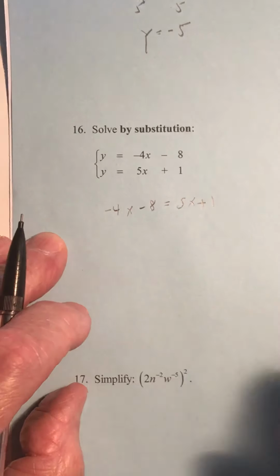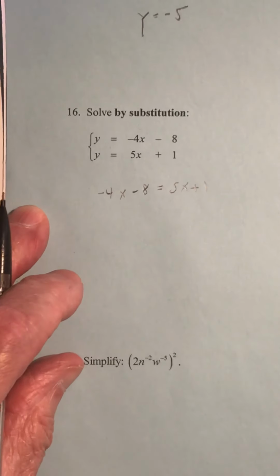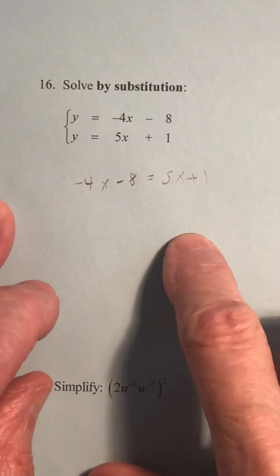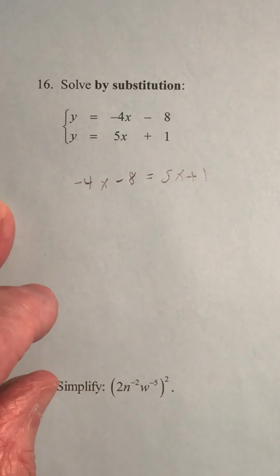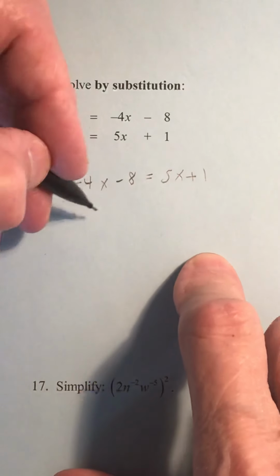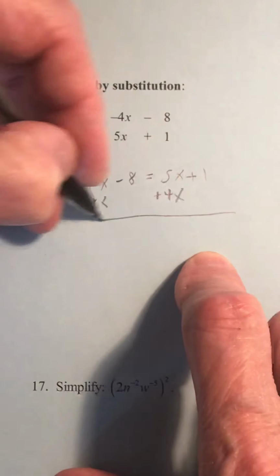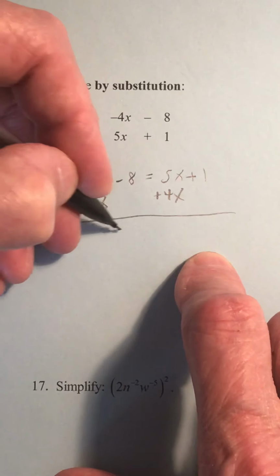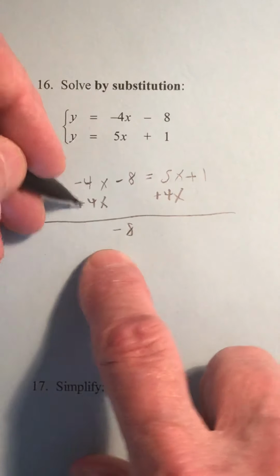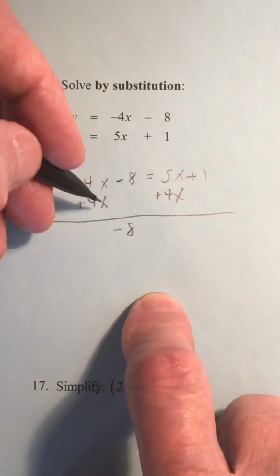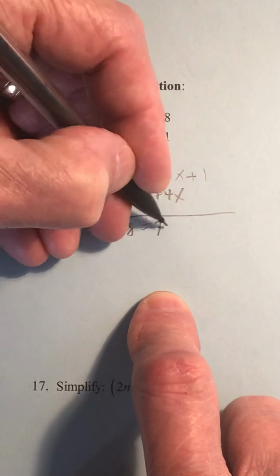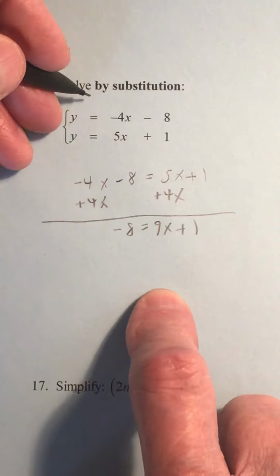Then I solve this for x. So let's get all the x's together. I'm going to add 4x to both sides. And I get minus 8. See, adding the 4x does not affect the minus 8, equals 9x plus 1.